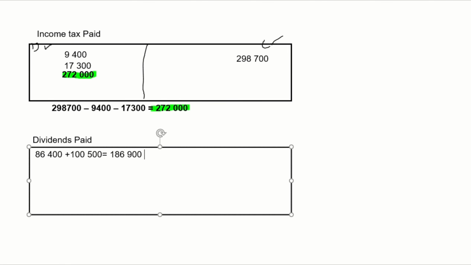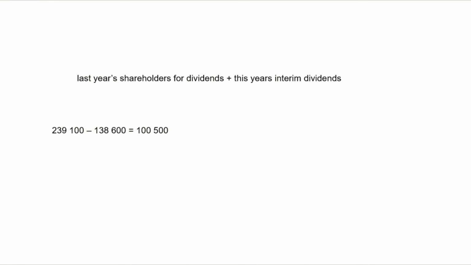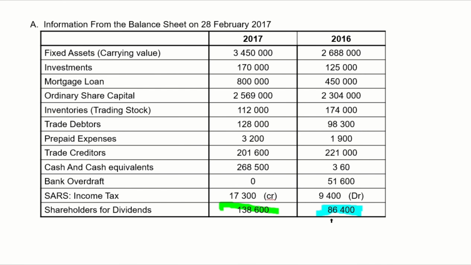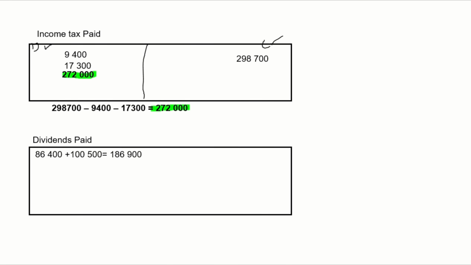Okay, so just to recap, remember what we say. We take the last year's shareholders for dividends and we add it with this year's interim dividends. So from last year, the shareholders for dividends were 86,400 rands. We took that and added it with this year's interim dividends being 100,500 rands, and together they make up 186,900 rands.